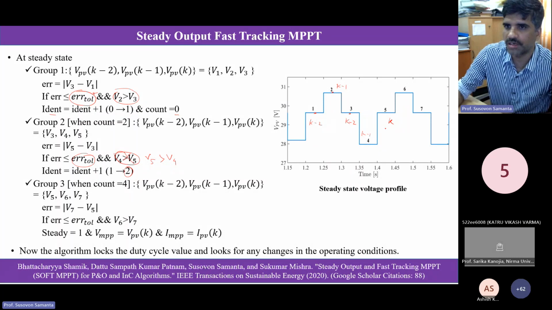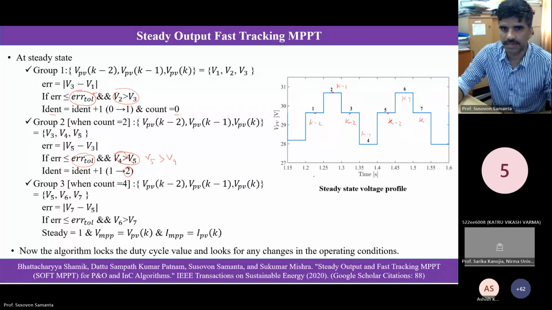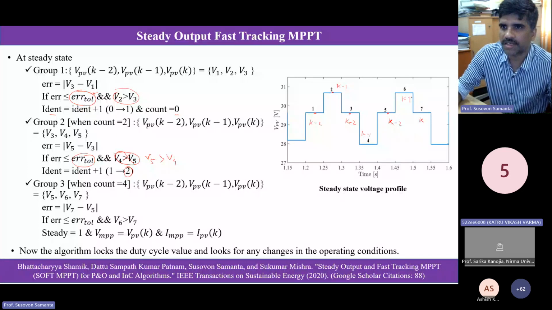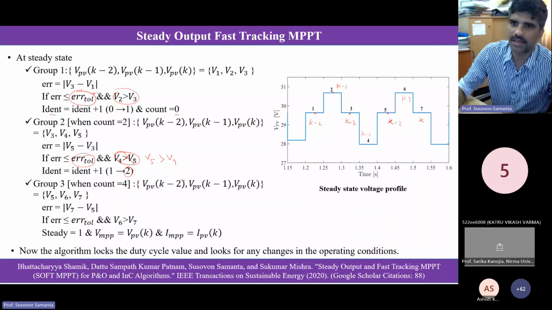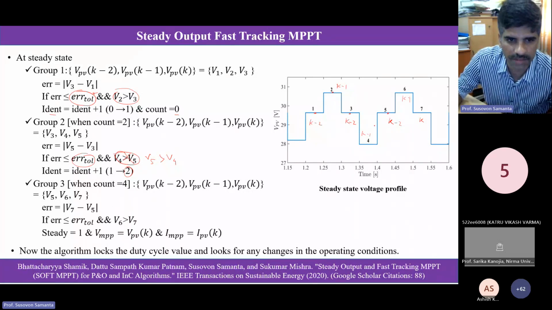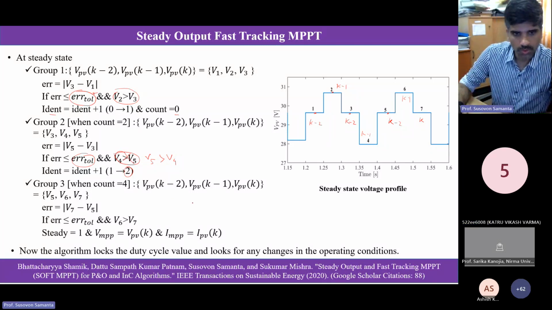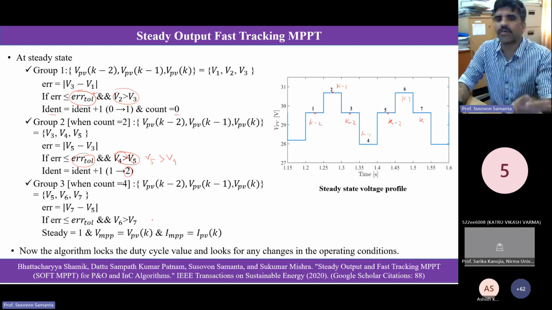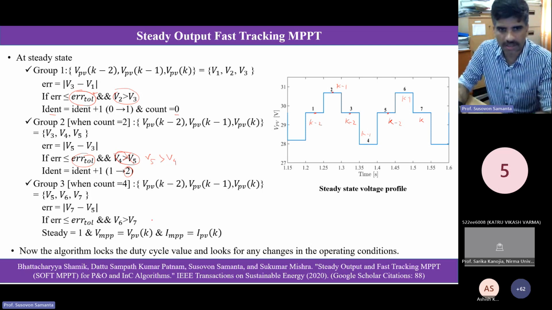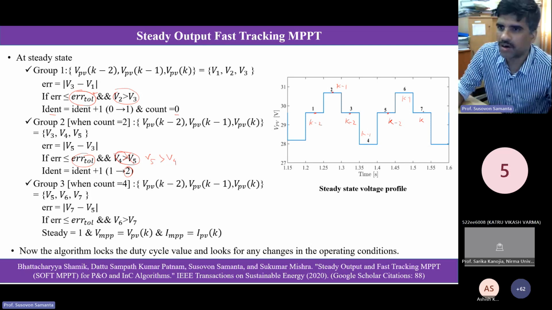So again, 3, 4. Here, this is my K minus 2. This is my K minus 1. And this is my K. So V5, V6, and V7. Again, I will check V7 minus V5, and I will check whether V6 is greater than V7 or not. If this is also true, then I can confirm that steady state is reached, and I will operate the duty ratio at whatever at this point.